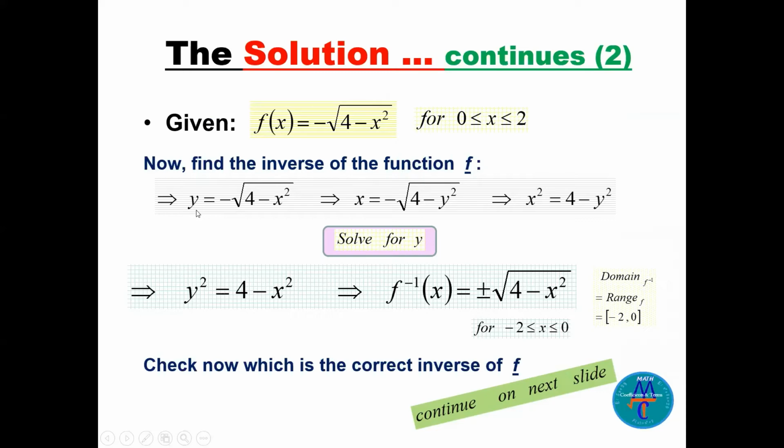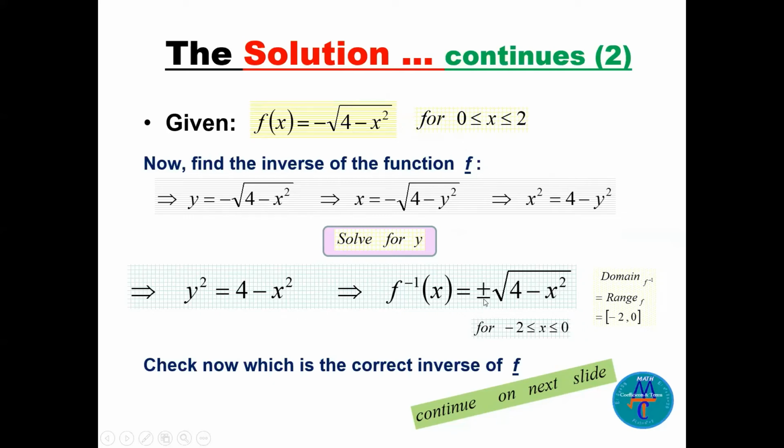We put f of x as y, and then we interchange x and y. So this will be x equals minus square root of 4 minus y squared. Square both sides, you get x squared equals 4 minus y squared. Solve for y now. So you bring y squared to this side, equals 4 minus x squared. Take the square root of both sides, we have plus or minus the square root of 4 minus x squared. Now we have to choose either the plus or the minus.